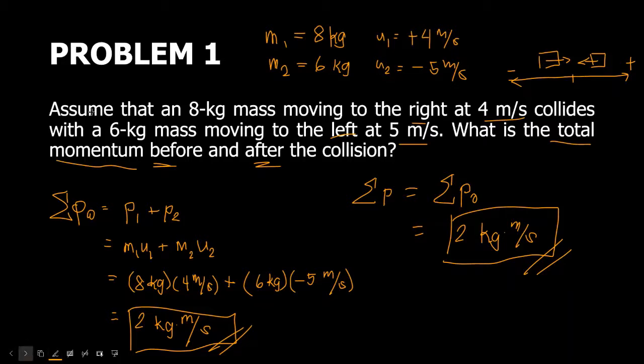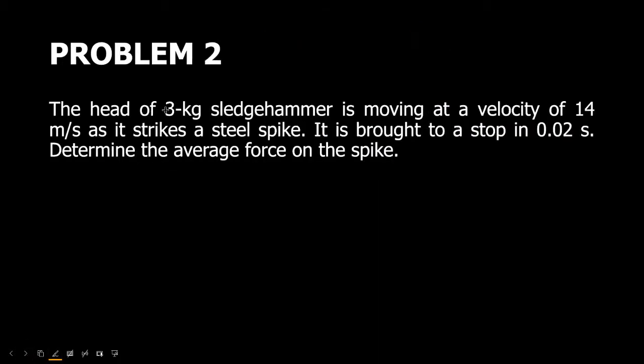Now let's proceed to the second problem. The head of a 3 kilogram sledgehammer is moving at a velocity of 14 meters per second as it strikes a steel spike. It is brought to a stop in 0.02 seconds. We need to determine the average force on the spike.